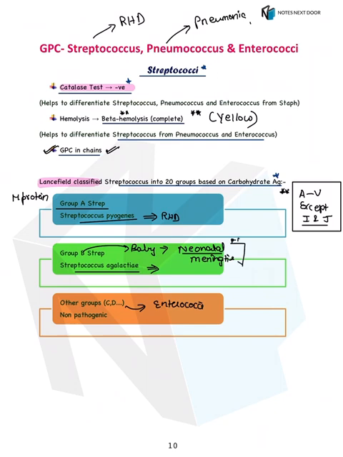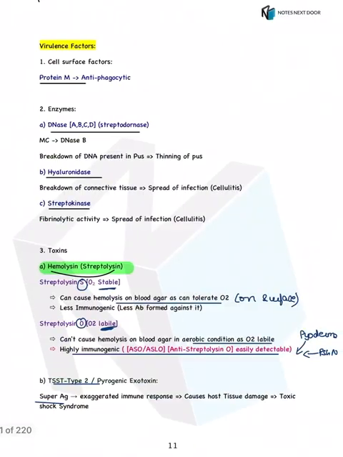Then there are three organisms for neonatal meningitis. Guys, can you revise simultaneously? One is group B Streptococcus, E is the Enterobacteriaceae, and L is Listeria. So these three organisms cause neonatal meningitis. Other groups we have C, D, that is Enterococci.